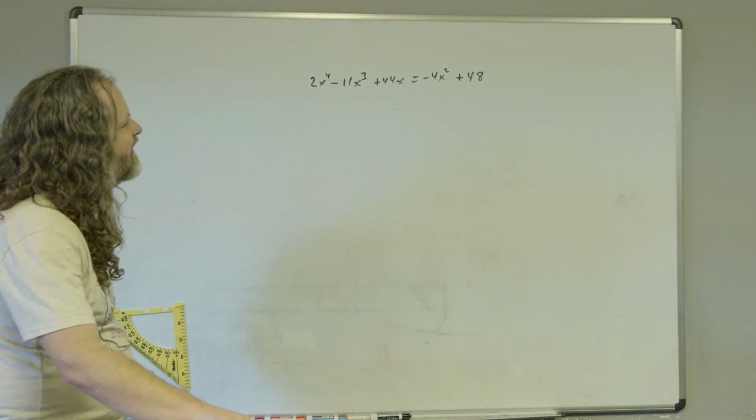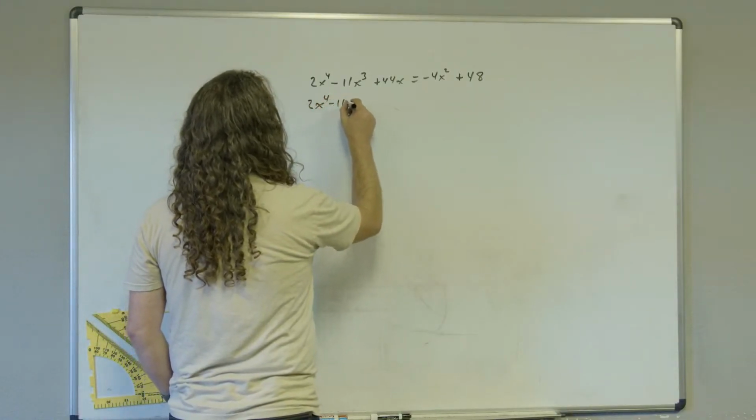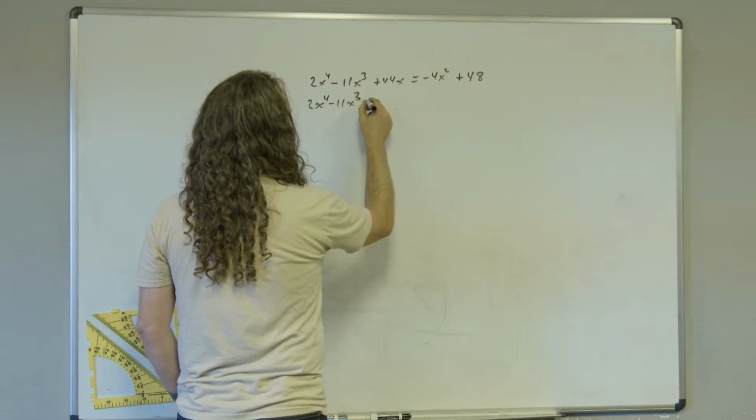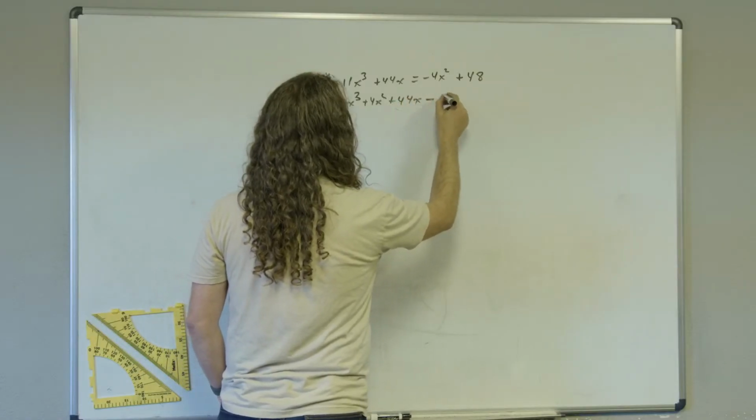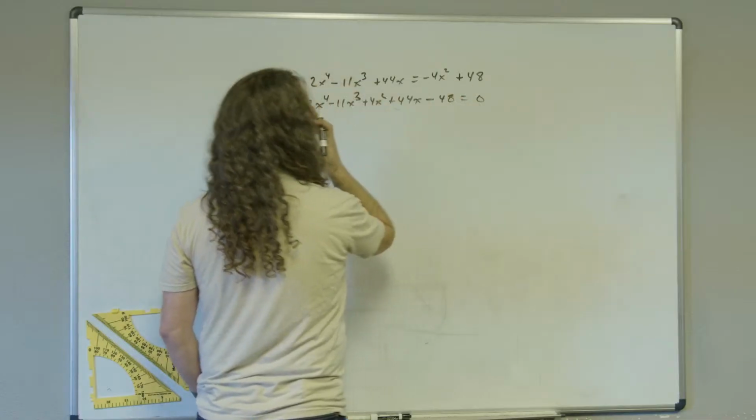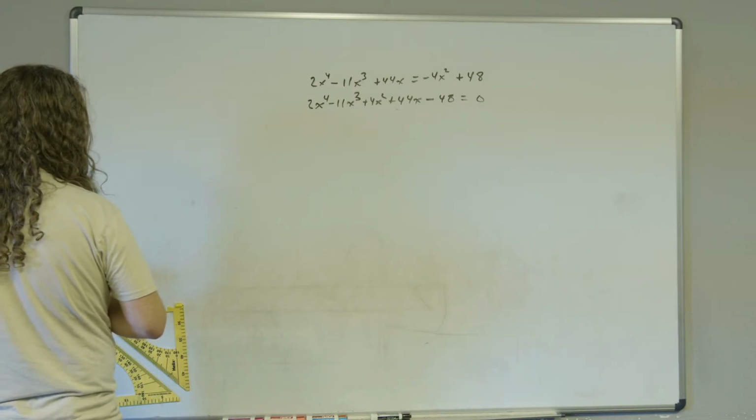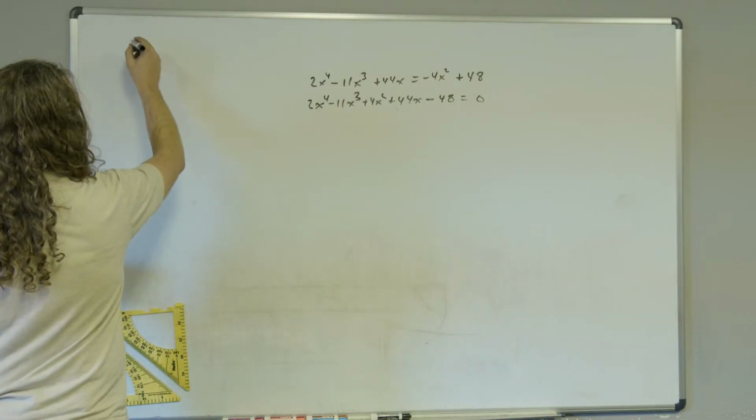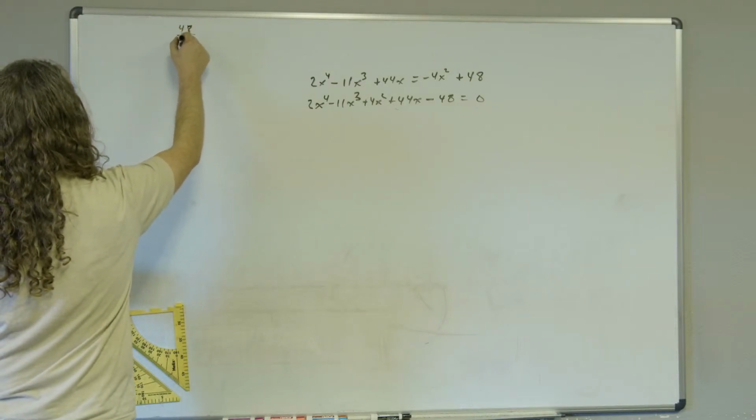Now we should move it to the other side. So we end up with 2x to the fourth minus 11x cubed plus 4x squared plus 44x minus 48 equals 0. All right, now what? Now we find all the possible real zeros. How do we do that again? You divide. It's the factors of 48 over the factors of 2.